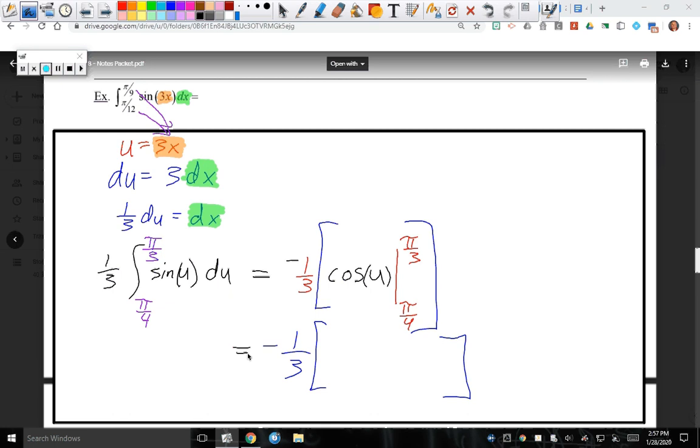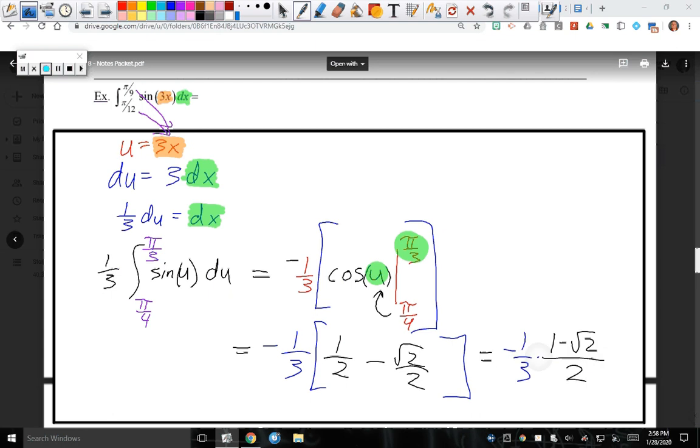And you tell me, what would the cosine of pi over 3 be? 1/2. Yep, 1/2. Minus, what would the cosine of pi over 4 be? Root 2 over 2. Nice speed. So right now my answer is 1/2 minus root 2 over 2, all multiplied with a negative 1/3.